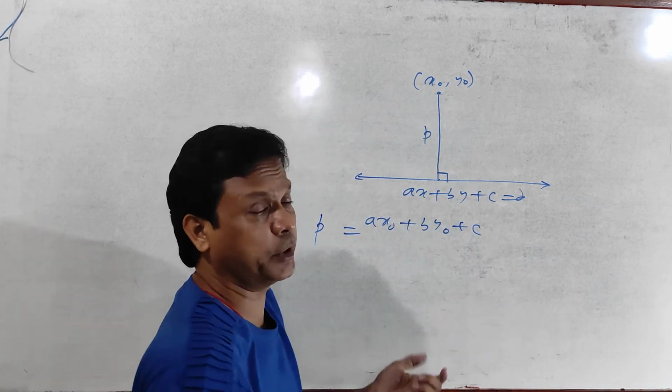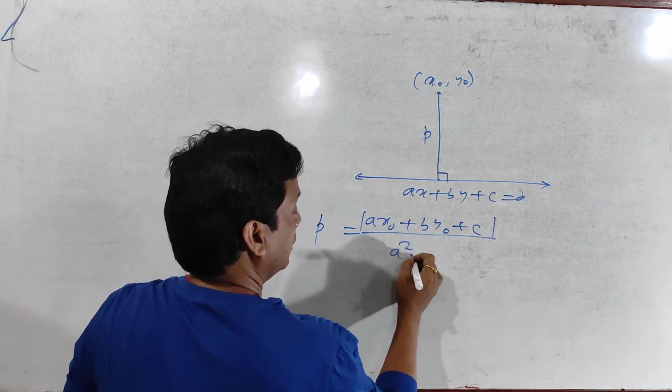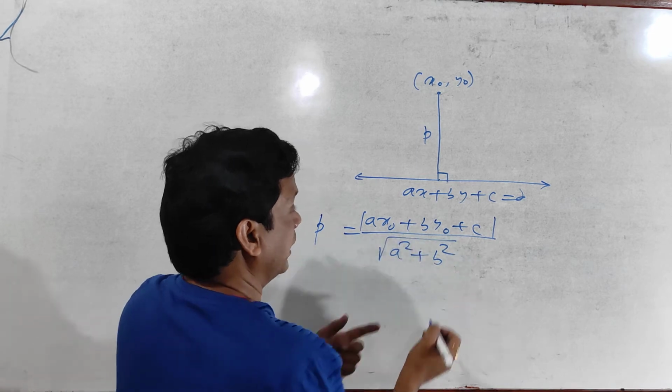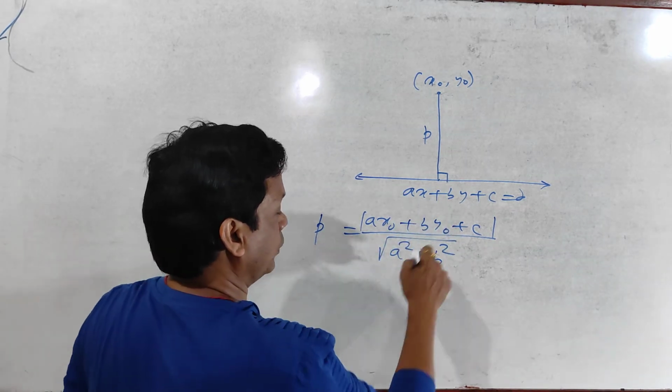Since you are determining the perpendicular distance, you should take the modulus, divided by the square root of a square plus b square. That means the square of the coefficient of x plus the square of the coefficient of y, and take the square root of this.